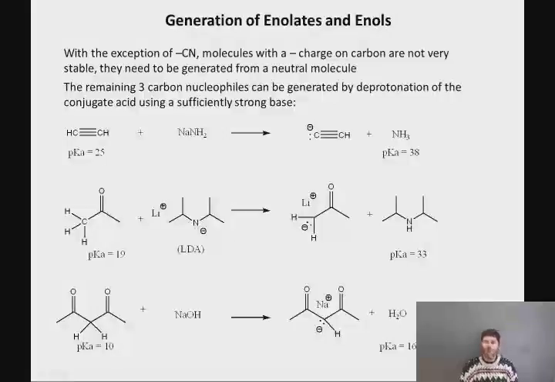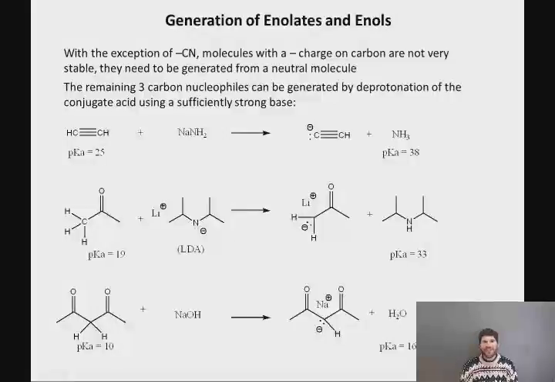One example is the generation of an alkyne anion. Alkynes have a pKa of 25. A base like sodium amide, NaNH2, is sufficiently strong to quantitatively generate the alkyne anion because sodium amide is the conjugate base of ammonia, which has a pKa of 38. This reaction is favorable by 13 pKa units.